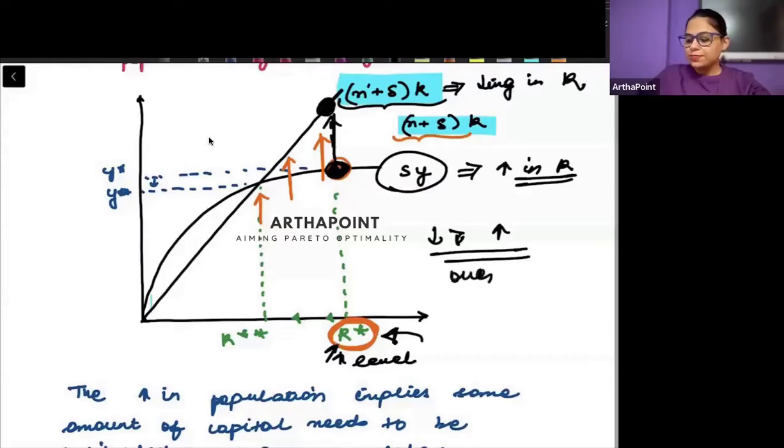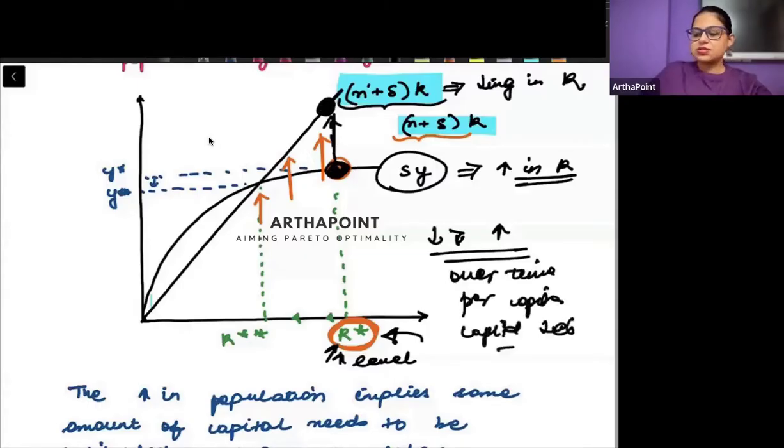So what will happen? Over time, per capita capital will decrease. Over time, the steady state value of capital will decrease. And that is what is happening. We see that the new steady state is achieved here. Now, think in terms of economics. Why is this happening?